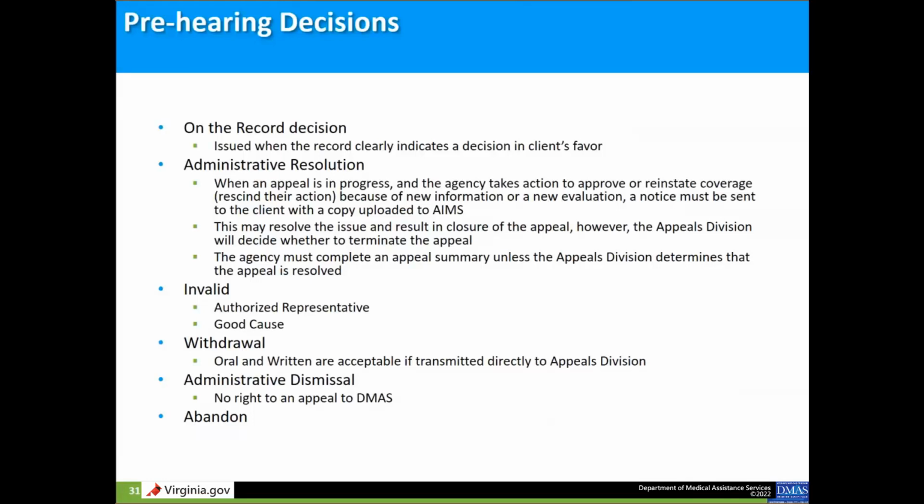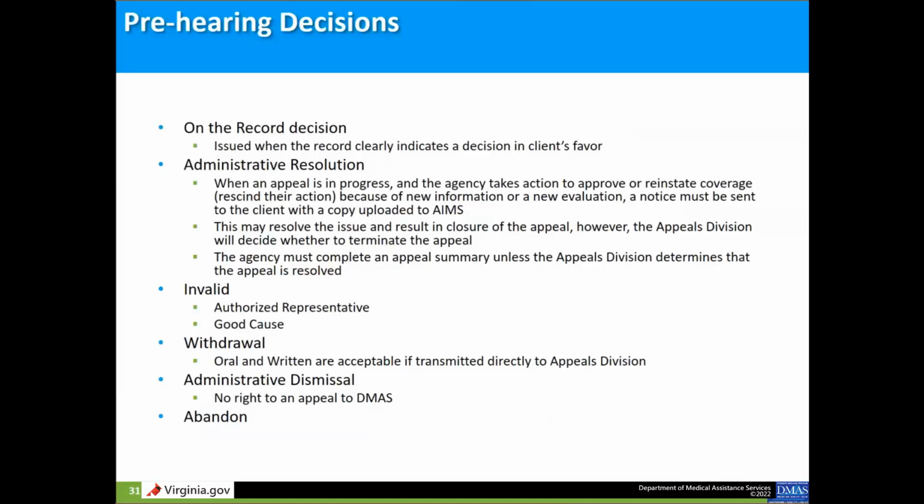Dismissals occur when the appellant has no right to an appeal in the first place, such as an appeal of an untimely processing of an application after the notice of action has been issued based upon that application. We also dismiss SNAP, TANF, and energy assistance appeals because we have no authority to hear those cases.